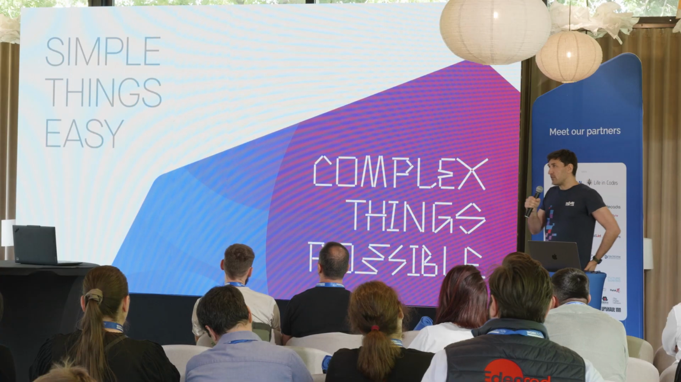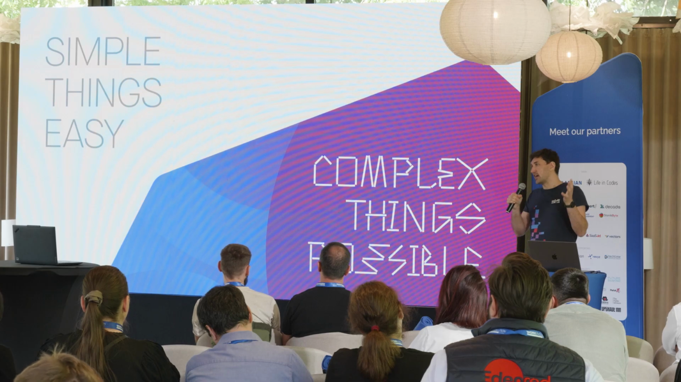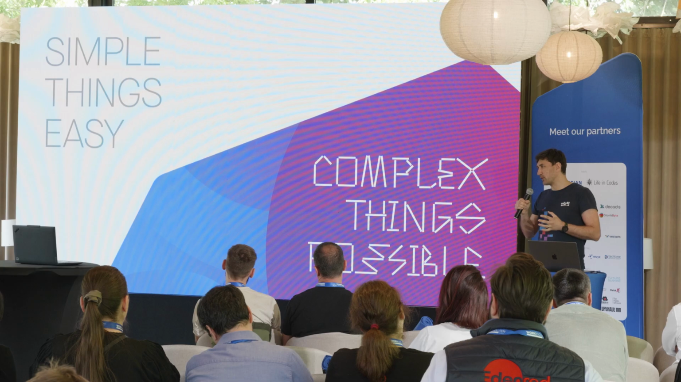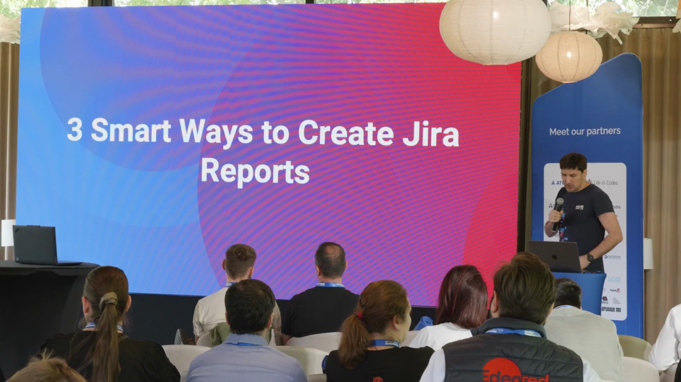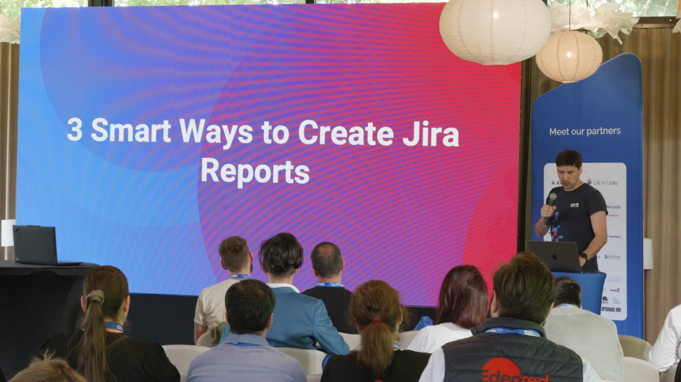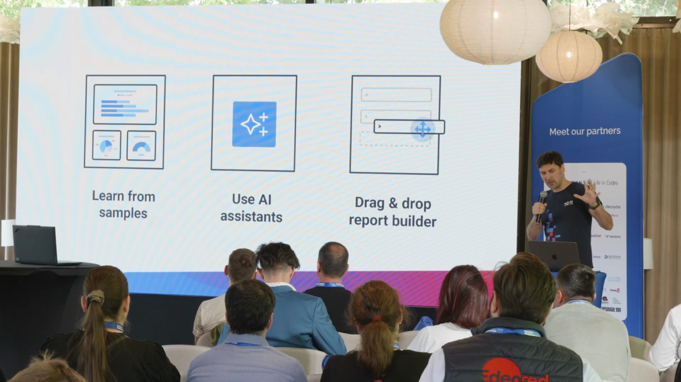In eazyBI, we have a slogan: make simple things easy and complex things possible. For those simple reports, I will show you a couple of ways how you can build reports quickly. But if you ever need anything more advanced, we have custom calculations, custom hierarchies, custom field support, JavaScript calculated fields, and additional custom and complex things you can use to build the report you need, whatever the complexity. But today we will focus on those simple things, those 3 smart ways you can build your reports in Jira, and I will focus on these 3.